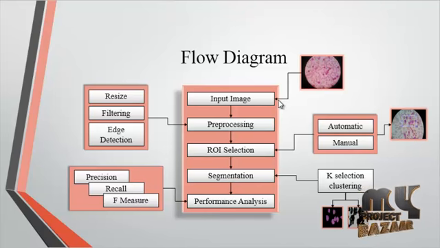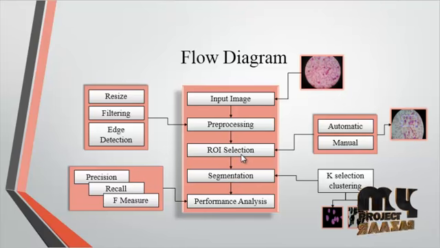After getting the input image from the dataset, the pre-processing is carried out. In these pre-processing steps, we have to consider three major steps. First one is the image resizing, the second one is the image filtering, and the third major module is the edge detection. After the pre-processing is completed, the region selection is undergone.